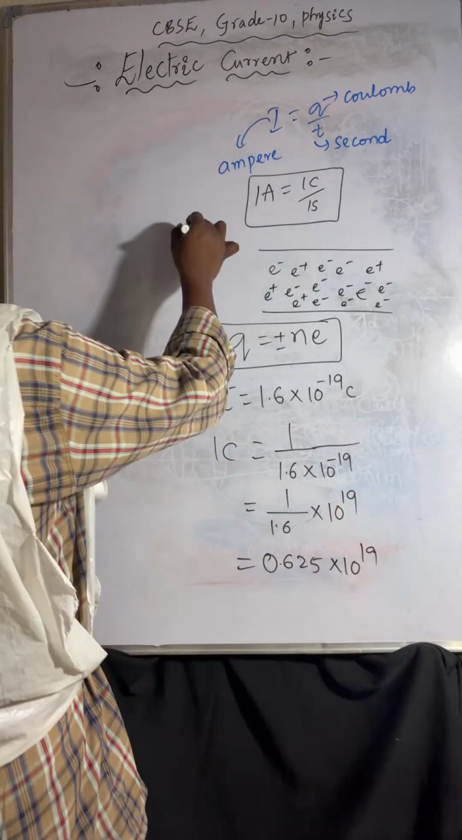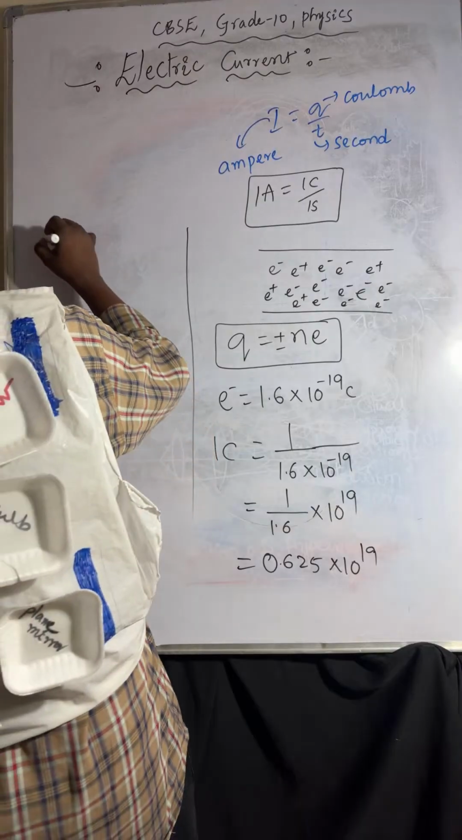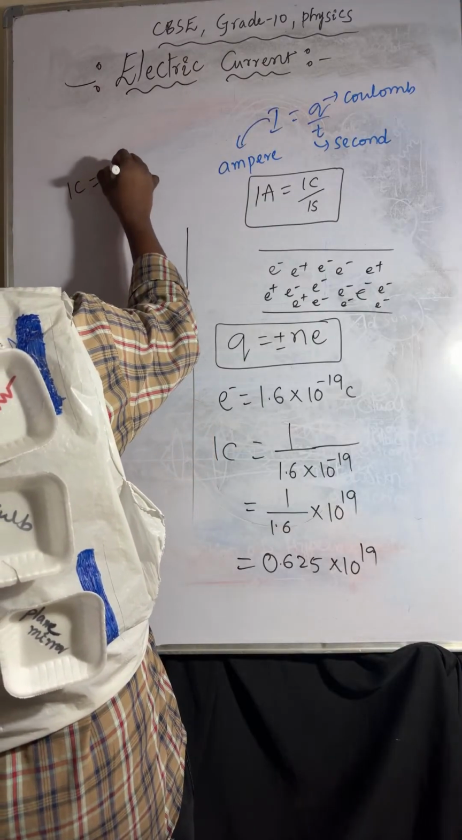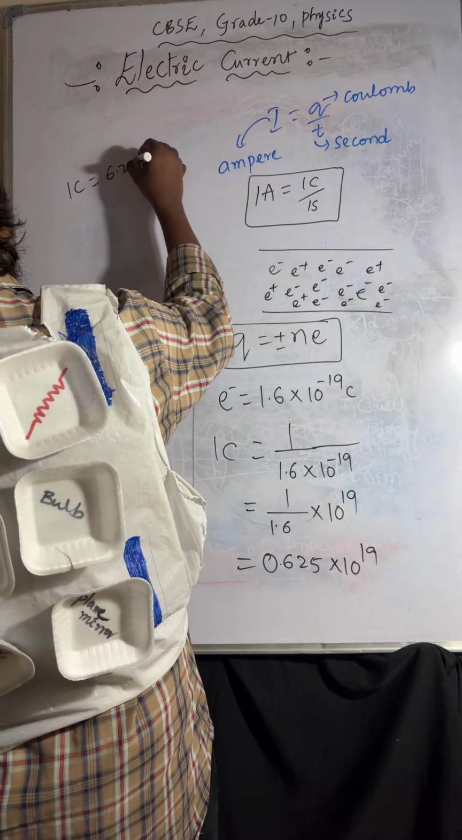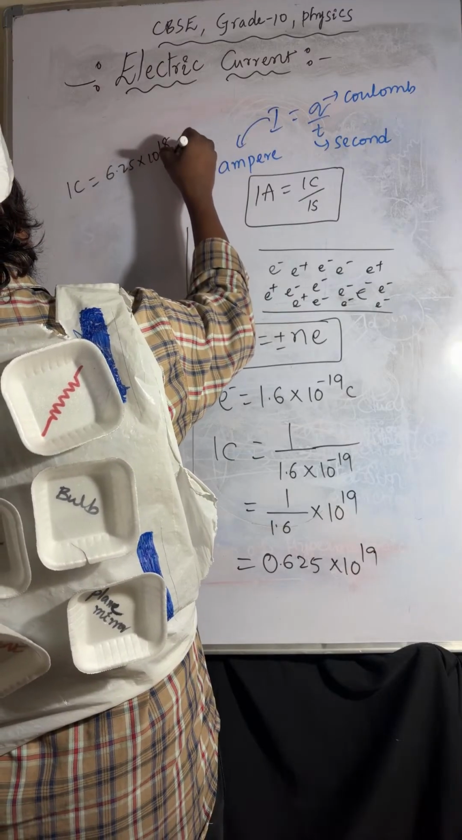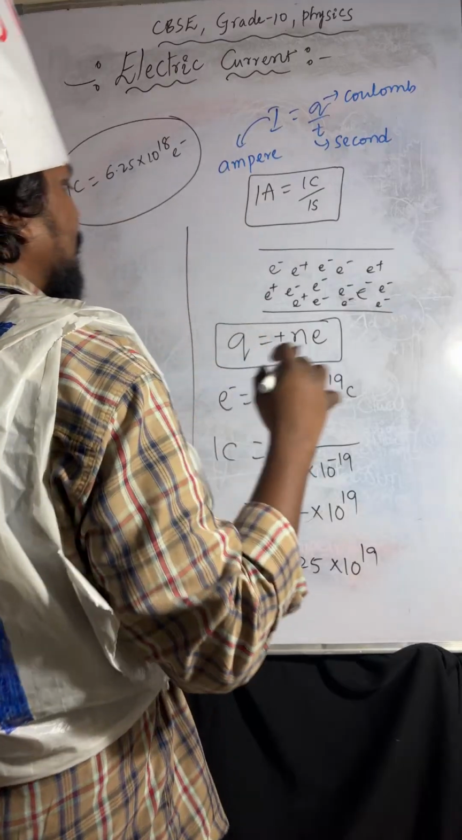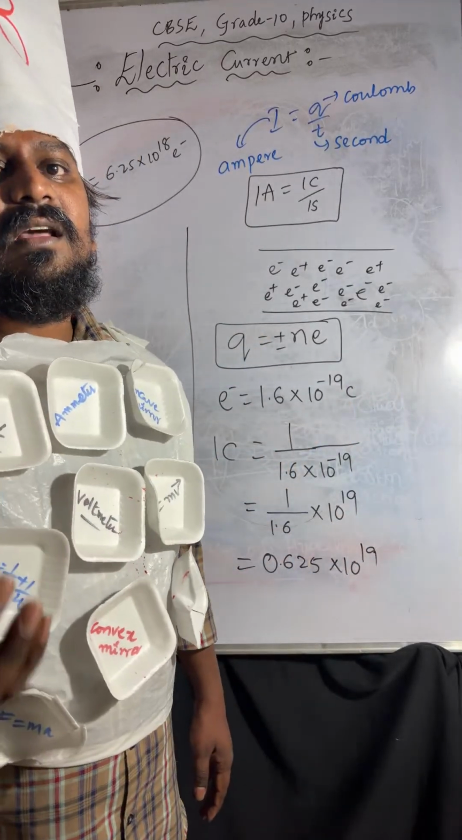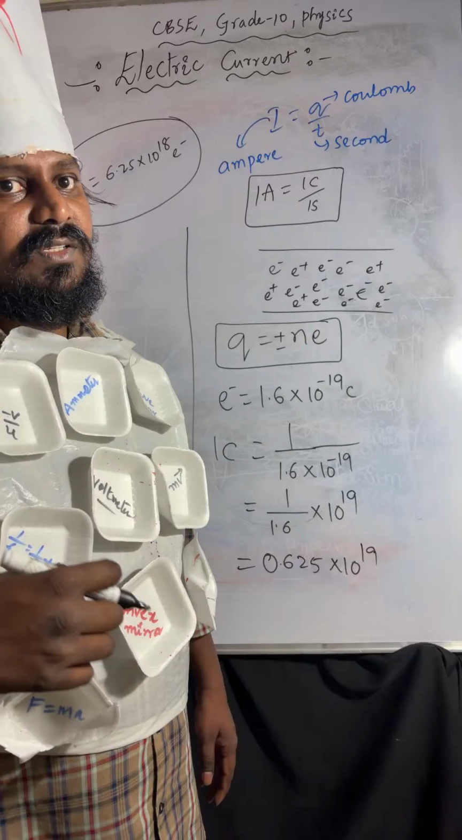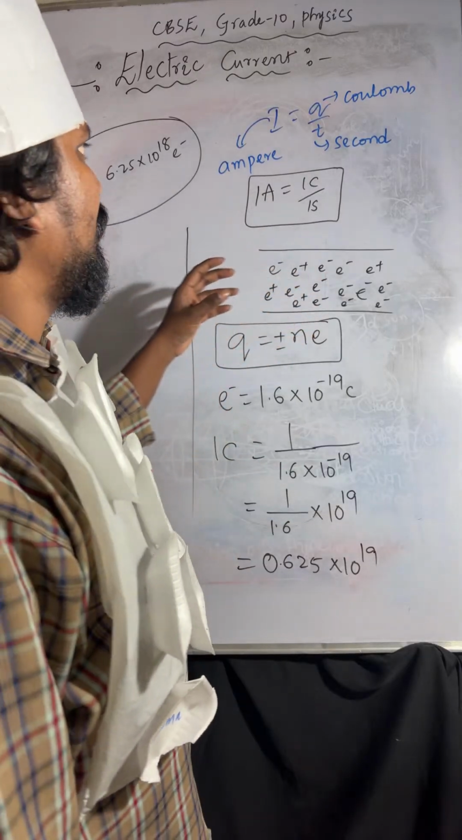So you can see here, in 1 coulomb, 6.25 into 10 power 18 electrons are present. Understood? So once again, observe carefully here.